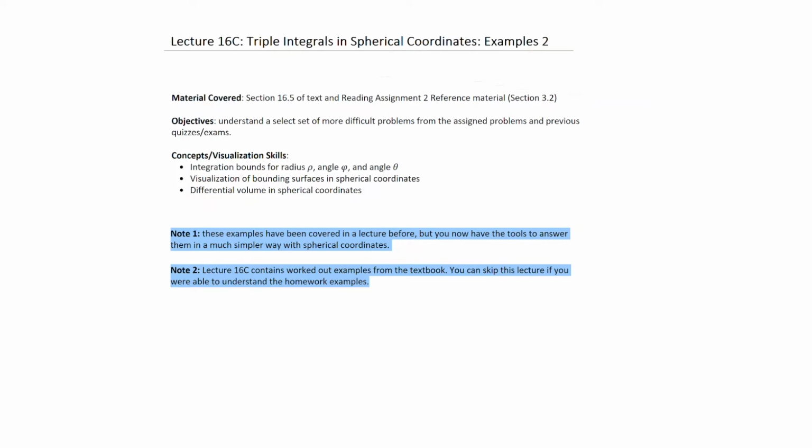The objectives are to understand a select set of more difficult problems from the assigned problems and previous quizzes and exams. And again, the concepts and visualization skills we're dealing with here are the integration bounds for radius rho, angle phi, and angle theta, visualization of bounding surfaces in spherical coordinates, and the differential volume in spherical coordinates.